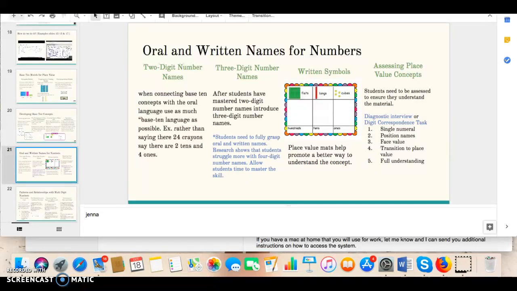Number 1 is single numeral. Number 2, position names. Number 3, face value. Number 4, transition to place value. And 5, full understanding.